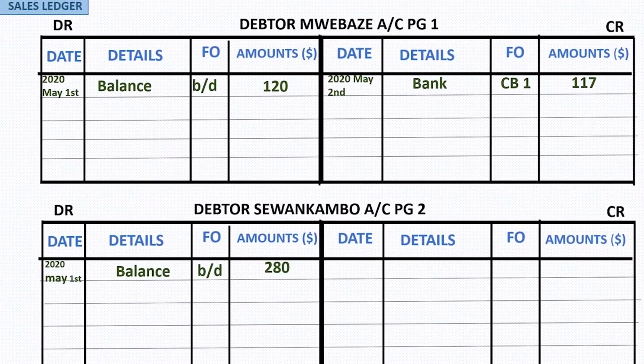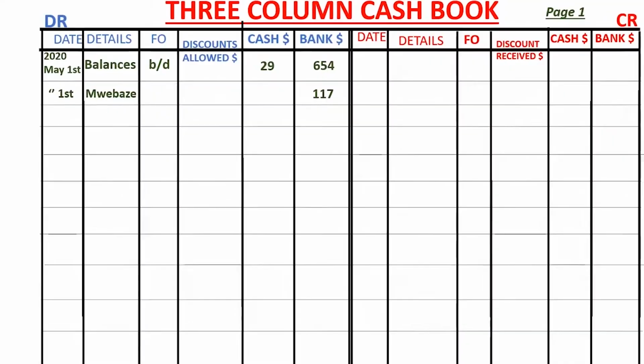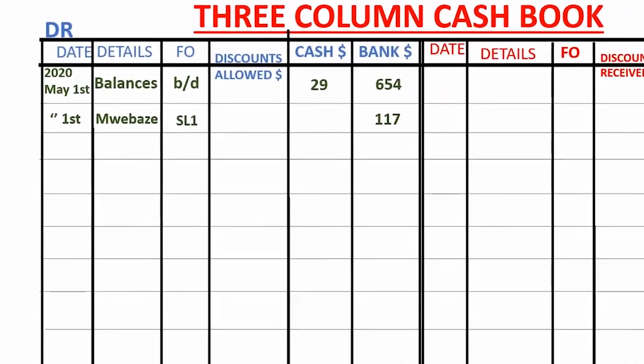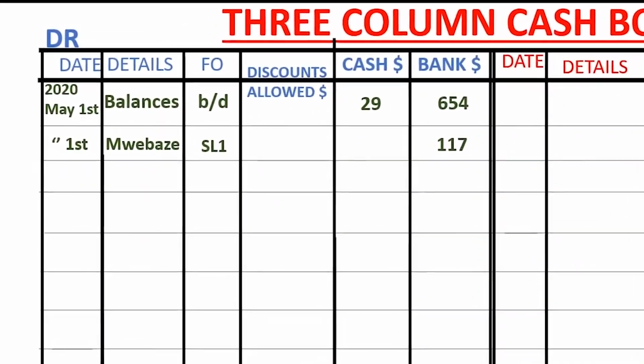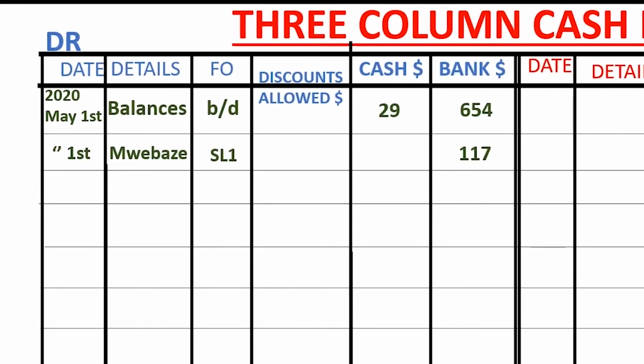Now that we have established that debtor Mwebaze's account is on page 1 of the sales ledger, we go ahead and fill the folio column by putting SL1. SL meaning this Mwebaze account is found in the sales ledger on page 1. Now remember, when Mwebaze was paying us, we allowed a discount of $3. So that discount of $3 is put in the discounts allowed column. So we go ahead and post $3, that's the discount that was allowed when Mwebaze was paying us. In other words, Mwebaze paid us less the discounts allowed.